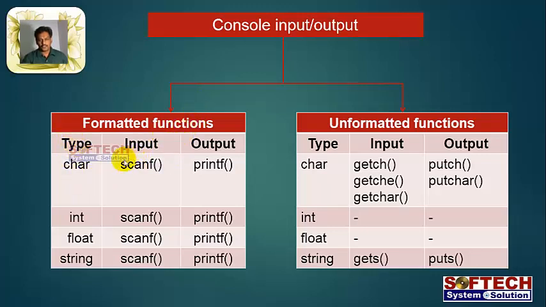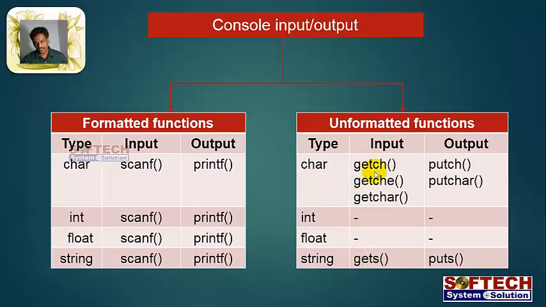So in formatted functions, for input scanf, for output printf. If we want to get input of character, integer, float, string, we use scanf. If we want to give output to the monitor, be it character, integer, float, string, we use the printf function. Unformatted functions deal only with characters and strings, because they do not deal with integer, float.